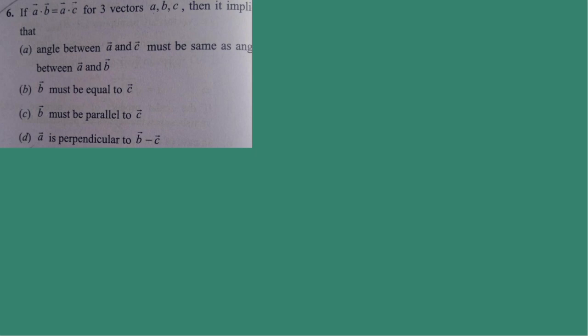Hello, my dear students. We are having one question related to vectors, and in this question, it is given that a vector dot b vector is equal to a vector dot c vector. For these three vectors a, b, c, which option is correct? So here it is given that a vector dot b vector is equal to a vector dot c vector.